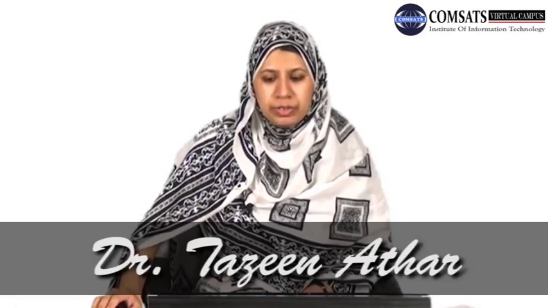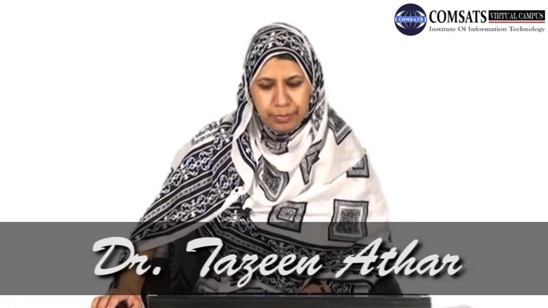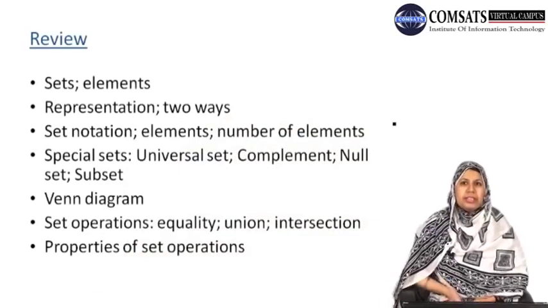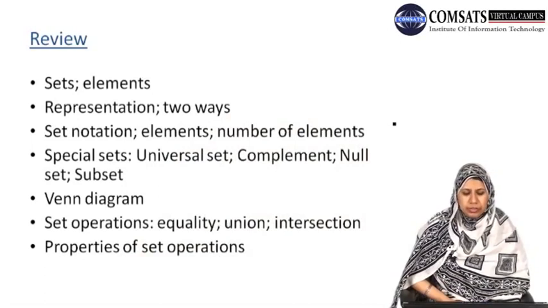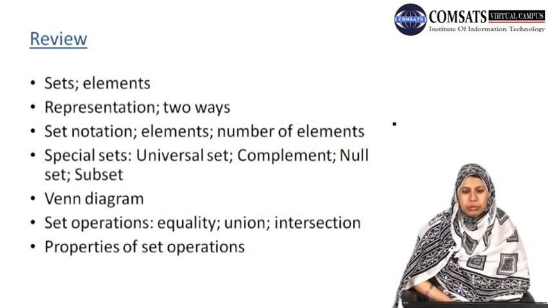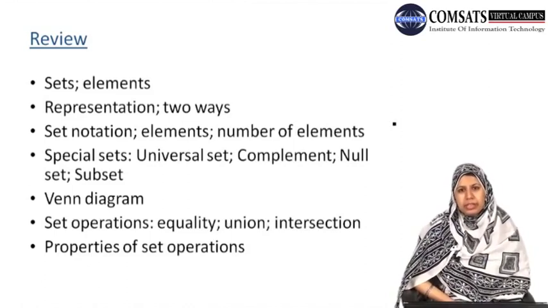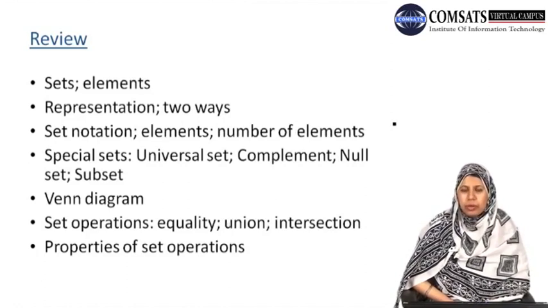Today we will continue with our chapter 13, which is about Introduction to Probability Theory. Let us have a quick review of what we have done so far in this chapter. We have studied the sets, some examples of sets, the elements of sets and the representation of sets in two ways. The notations for the set, for the element and the number of elements of a set. Some special types of sets, namely the universal set, complement, null set and the subset.